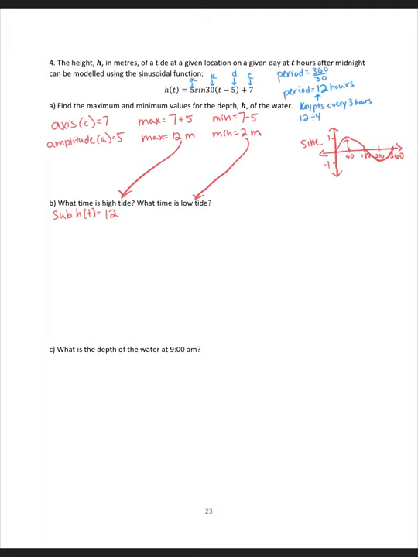Into my equation, I'm going to substitute a 12 in for my height, and then I'm going to just leave the rest of the equation. And now I'm going to try to isolate for t to figure out what time that happens. So I'm going to subtract 7 to the other side.